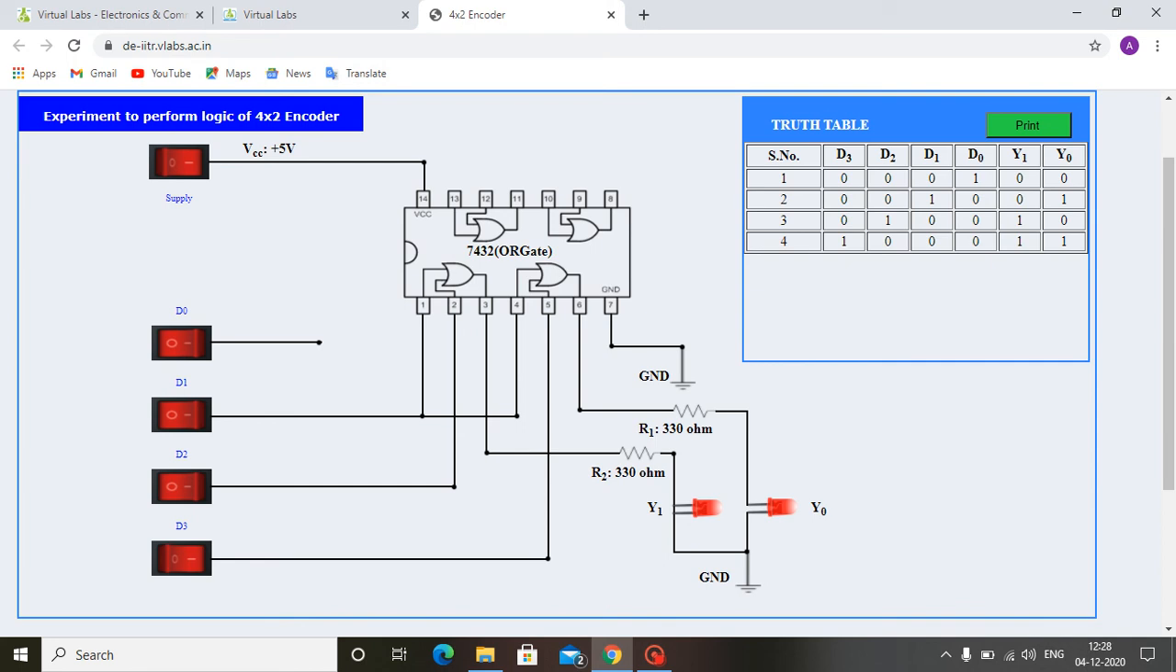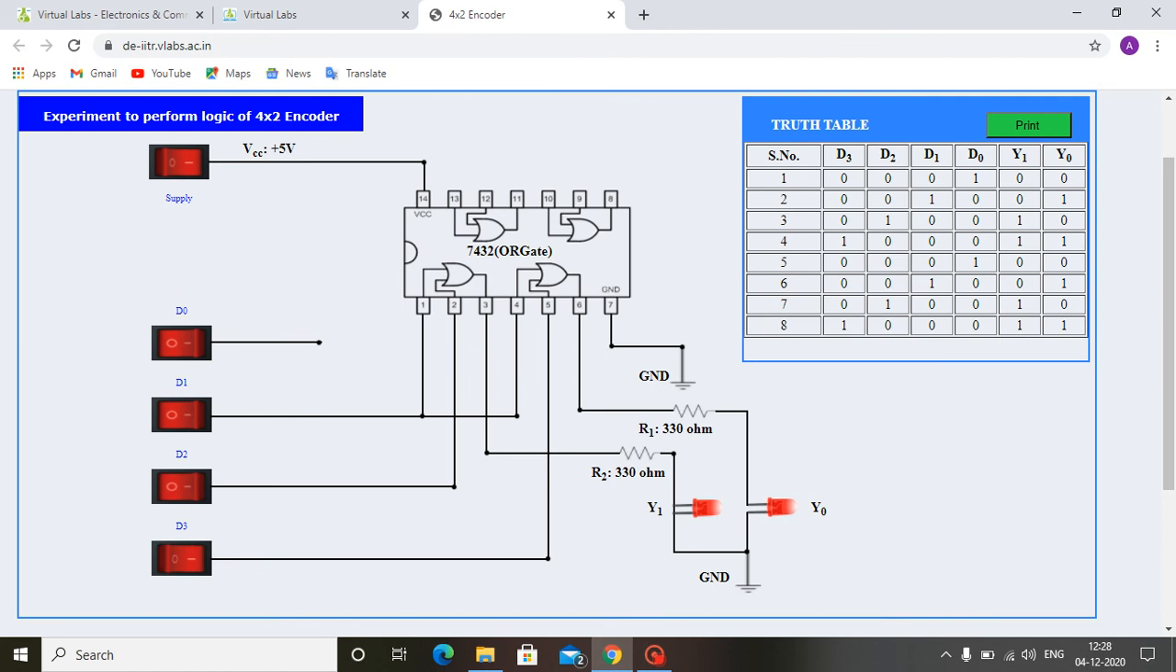When all the inputs are 1, then also we can see that Y0 is glowing and Y1 is also glowing. Now suppose D2 is 1, then Y1 is glowing. Suppose D3 is 1 and all the rest are 0, then Y1 and Y0 both will be 1.